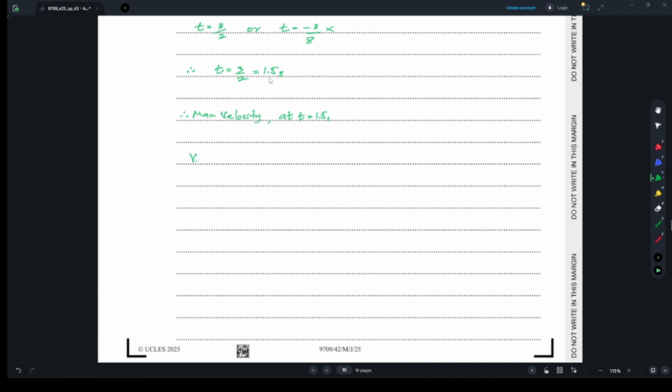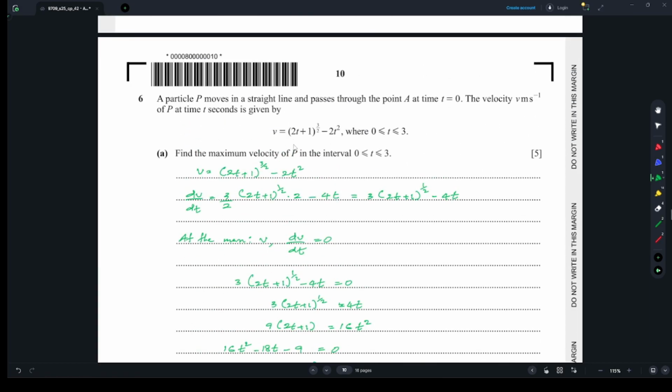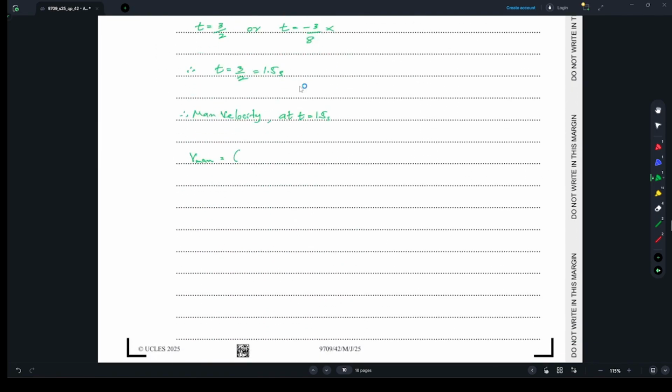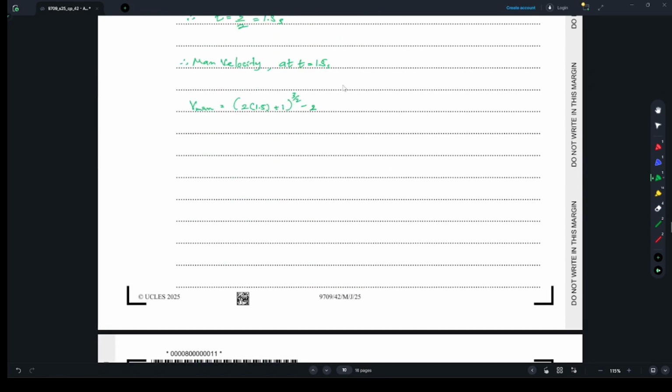So I can find v max with the velocity equation we have here. So 1.5 times, in bracket, 2 times the time, 1.5, plus 1, power 3 over 2, minus 2t square, 2 times 1.5 square.